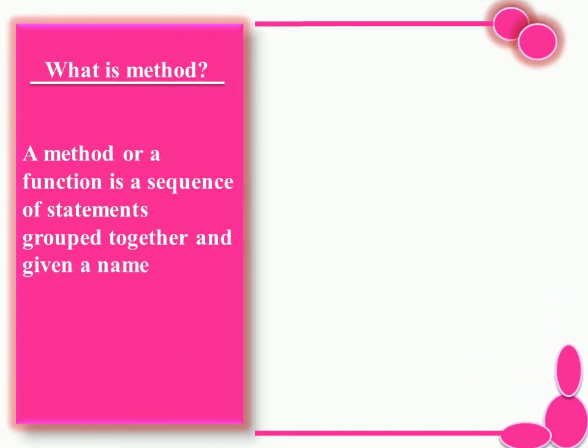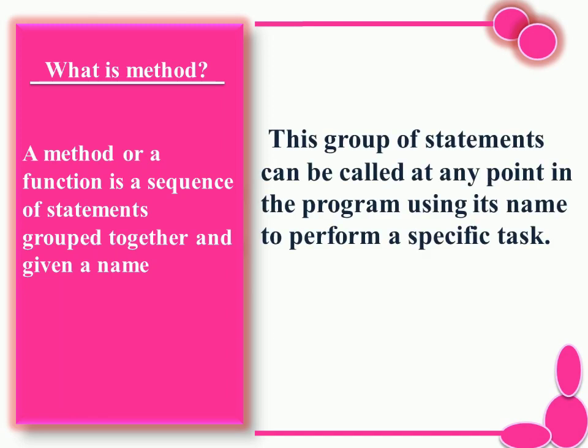What is a method? A method or a function is a sequence of statements grouped together and given a name. This group of statements can be called at any point in a program using its name to perform a specific task.